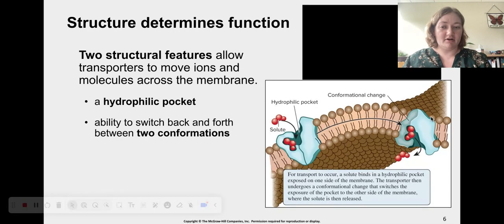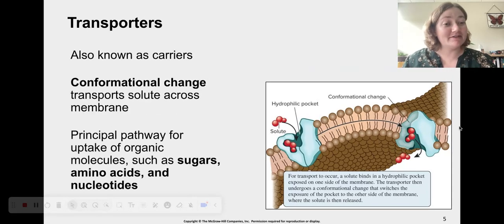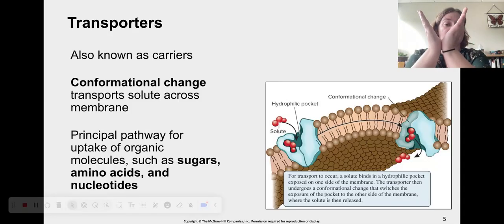All right, I do have a quick, just kidding. My video's on the next slide. But the main thing here is that unlike a channel, when it's open, it's always open in this position. Transporters will change their shape as things move across.